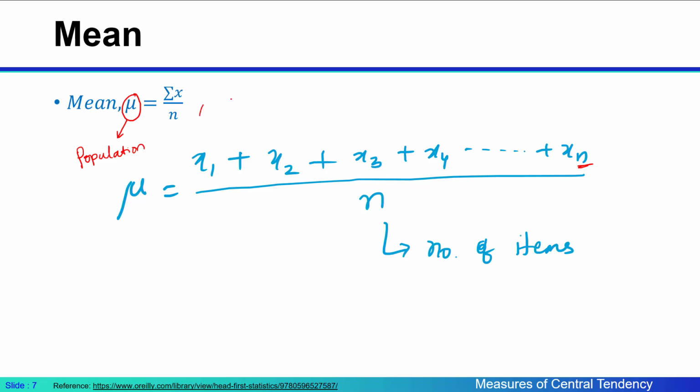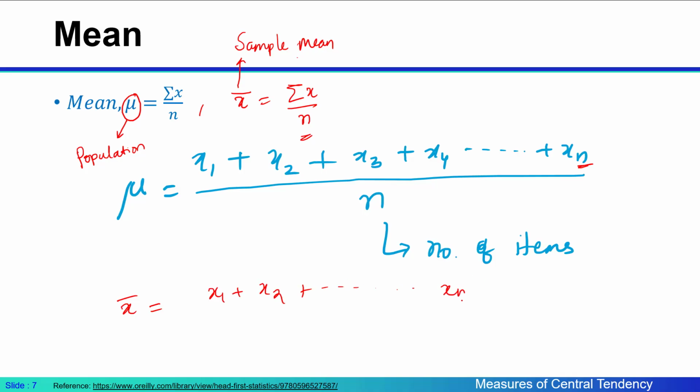The formula is still the same even for the sample mean. The sample mean is denoted by x bar, which is the summation of x divided by n, where n is the number of samples. Let's say this is my sample mean, which is equal to x1 plus x2 plus so on up to xn, divided by the number of items or total number of values. The formula is still the same. Alright, so we understand how we calculate the mean.